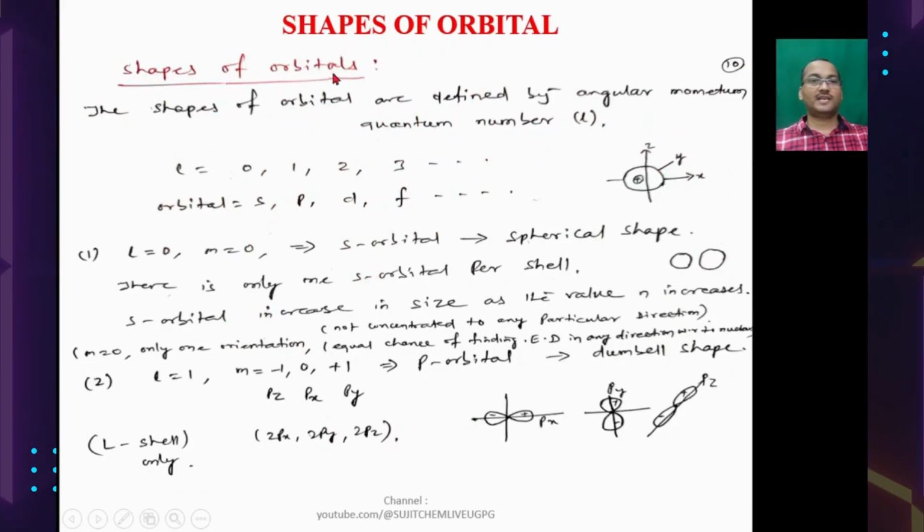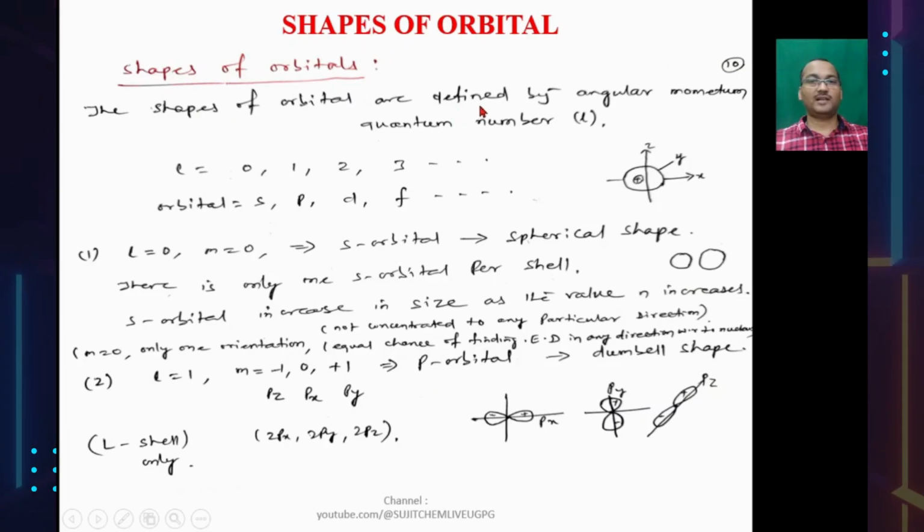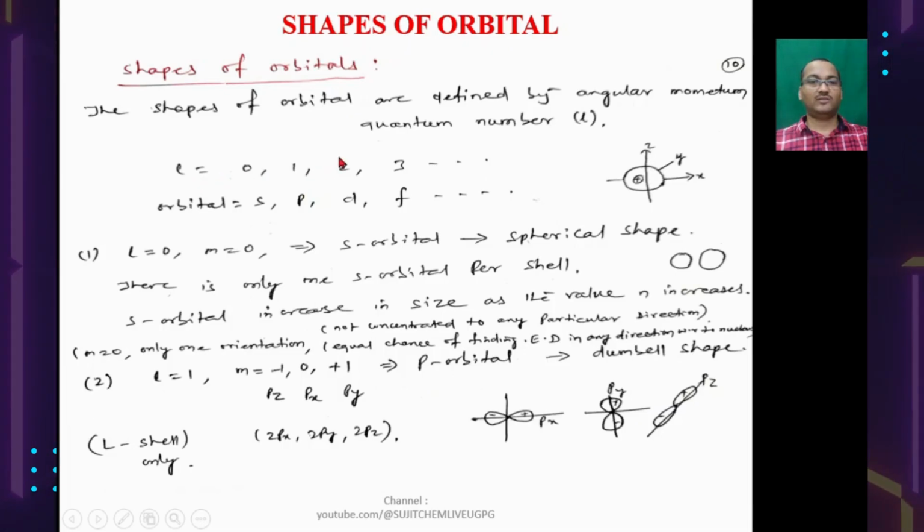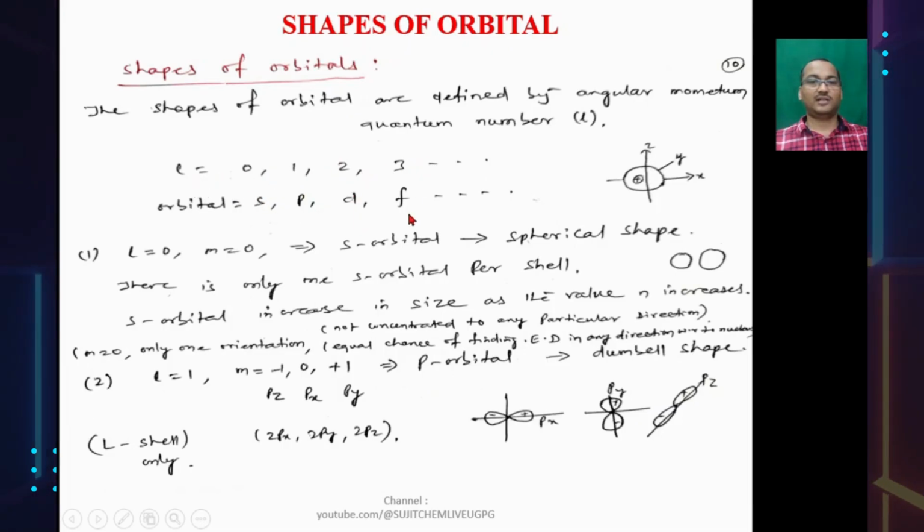So let's talk about shapes of orbitals. The shape of an orbital is defined by the angular momentum quantum number l. So l can be 0, 1, 2, 3, etc. When l equals 0, that is an s orbital, l equals 1, p orbital, l equals 2, d orbital, and l equals 3, that is an f orbital.